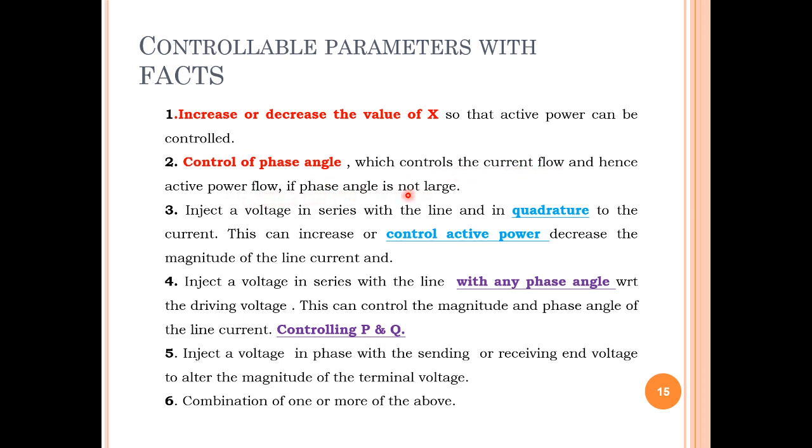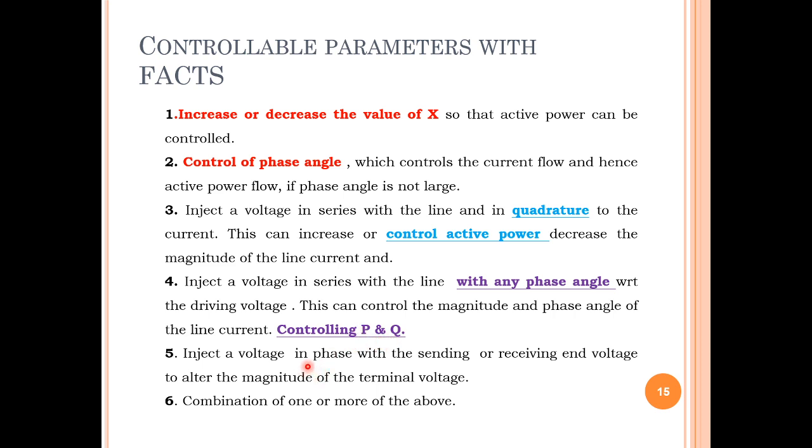If the phase angle is not large. For injection of series voltage in quadrature, perpendicular to the current, this can increase or control active power and decrease the magnitude of which thing? Line current. Inject voltage in series with the line with any phase angle with respect to the driving voltage. The previous one was quadrature. If it is any phase angle, it can control both active and reactive power. That is one more conclusion.